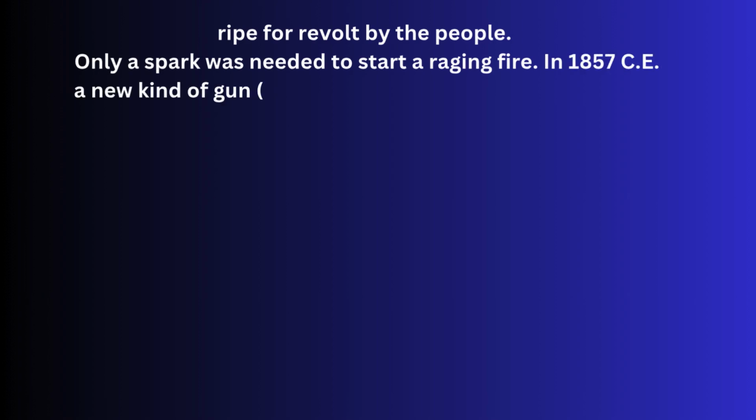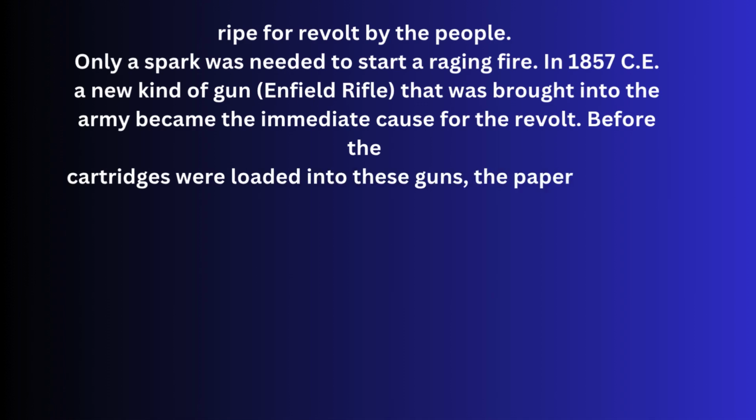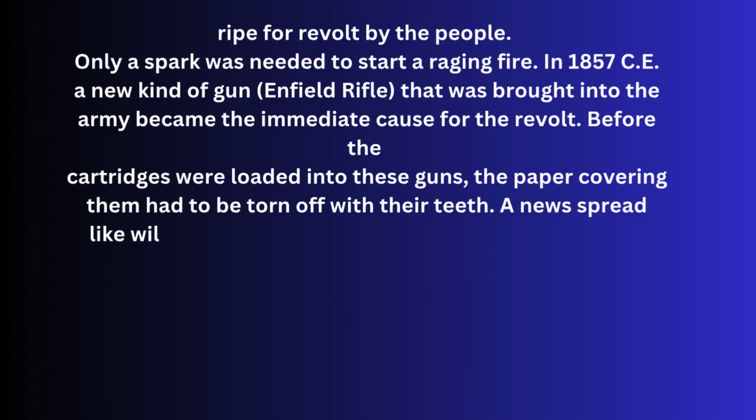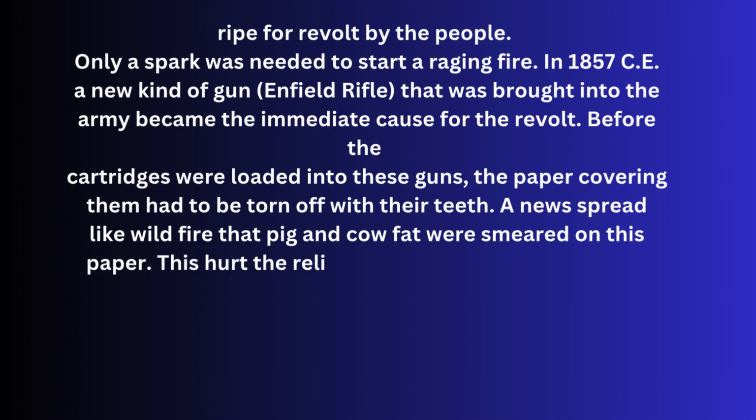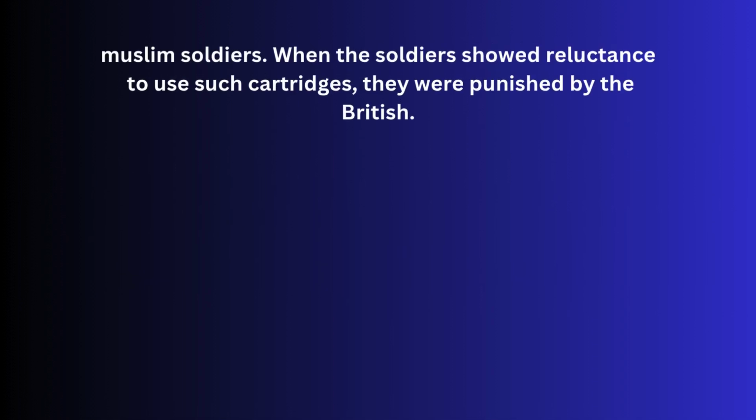Immediate cause. The period of 1857 CE was ripe for revolt by the people. Only a spark was needed to start a raging fire. In 1857 CE, a new kind of gun, the Enfield rifle, that was brought into the army became the immediate cause for the revolt. Before the cartridges were loaded into these guns, the paper covering them had to be torn off with their teeth. News spread like wildfire that pig and cow fat were smeared on this paper. This hurt the religious sentiments of both Hindu and Muslim soldiers. When the soldiers showed reluctance to use such cartridges, they were punished by the British.